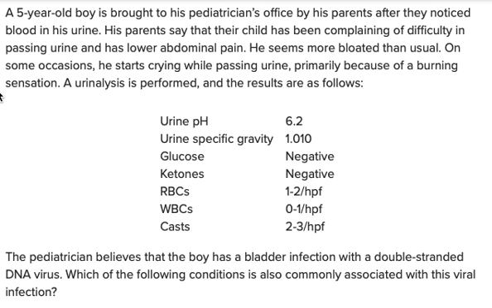A urinalysis is performed, and the results are as follows. Urine pH 6.2, urine specific gravity 1.010, glucose negative, ketones negative, RBC 1 to 2 per HPF, WBC 0 to 1 per HPF, casts 2 to 3 per HPF.